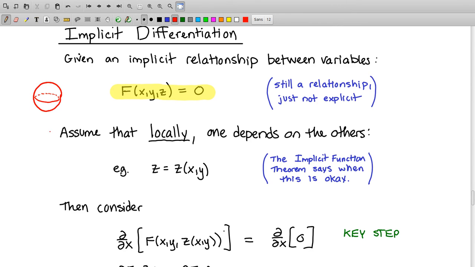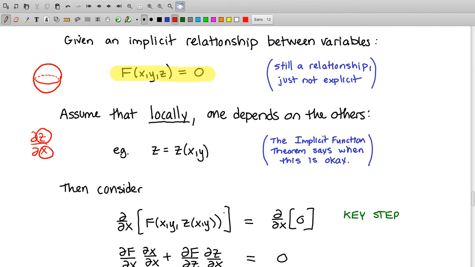So suppose they're asking you to compute partial z partial x. The first step is to say, assume locally that z depends on the other two variables, and now take the derivative of both sides of the equation with respect to x. As it says here, this is the key step. If you're asked to compute partial derivatives with respect to x, you take the partial derivative of both sides of this expression with respect to x. And what have we done in here? Very carefully, we've got f of x, y, and then z of x and y. And that's kind of the key step.